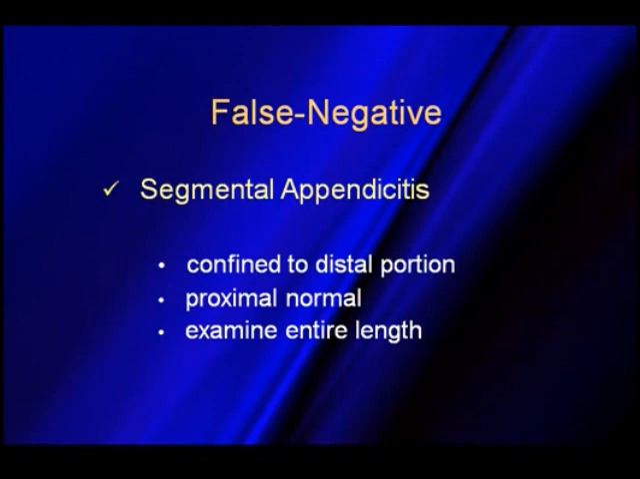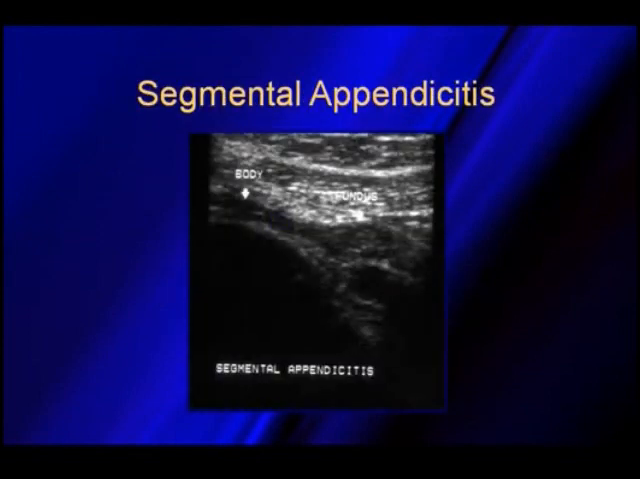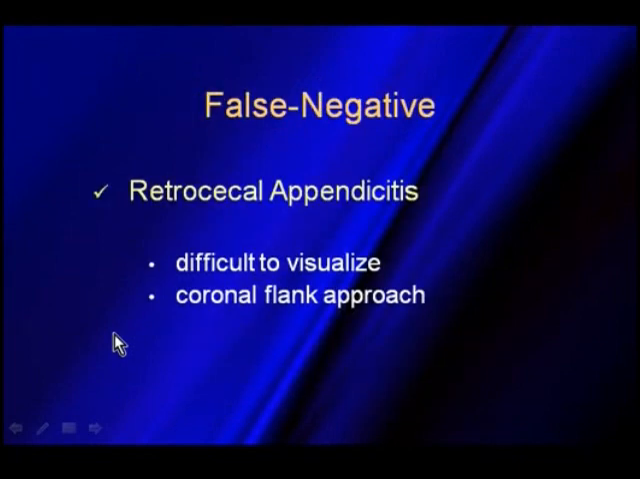So the first thing, looking at segmental appendicitis. We've already talked about this, but it's something very important. Make sure that you scan to the distal end of the appendix. Segmental appendicitis is when the proximal portion is normal, and make sure you do see that distal. So looking here, you can see the body of the appendix is normal. Here the fundus is abnormal, so a small case of segmental appendicitis.